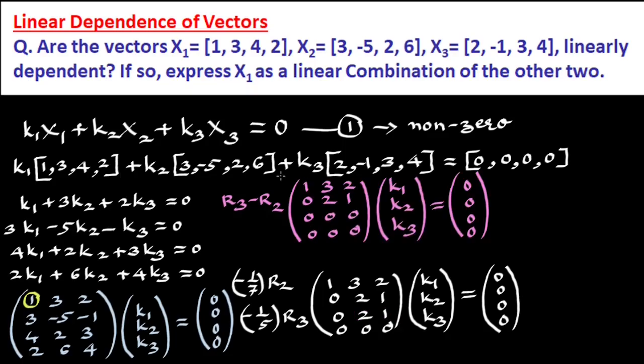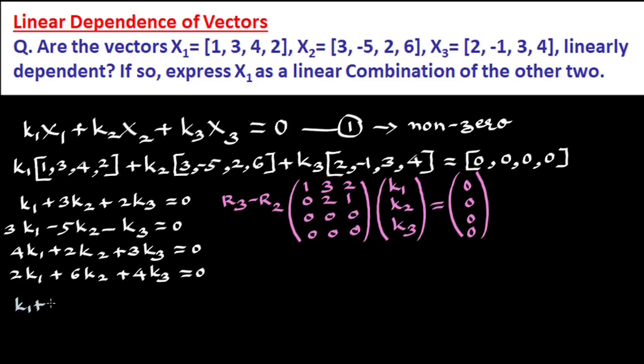Now the coefficient matrix is in the row echelon form, from which we can write two equations as follows: k1 plus 3k2 plus 2k3 equals 0, 2k2 plus k3 equals 0. Here rank of the matrix is 2 and there are 3 unknowns. So 3 minus 2, that is 1. We will express k3, k2, k1 in terms of a single parameter t.